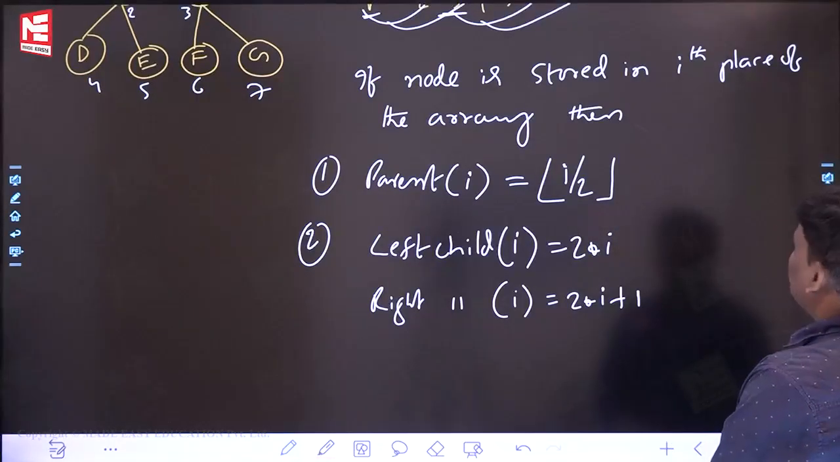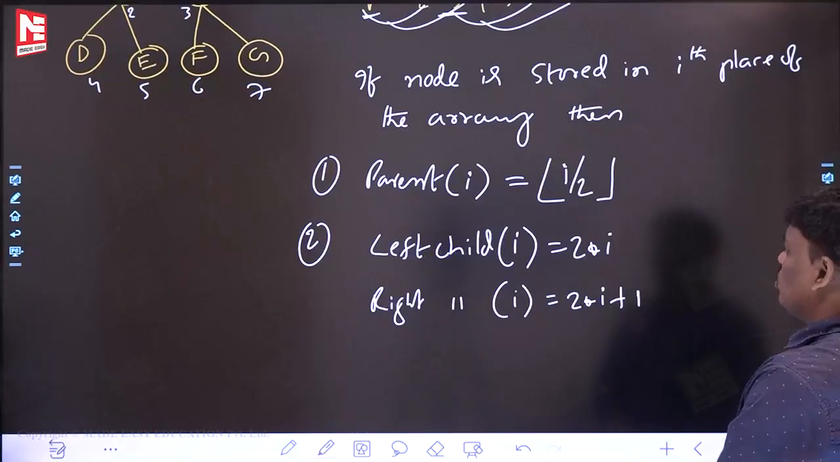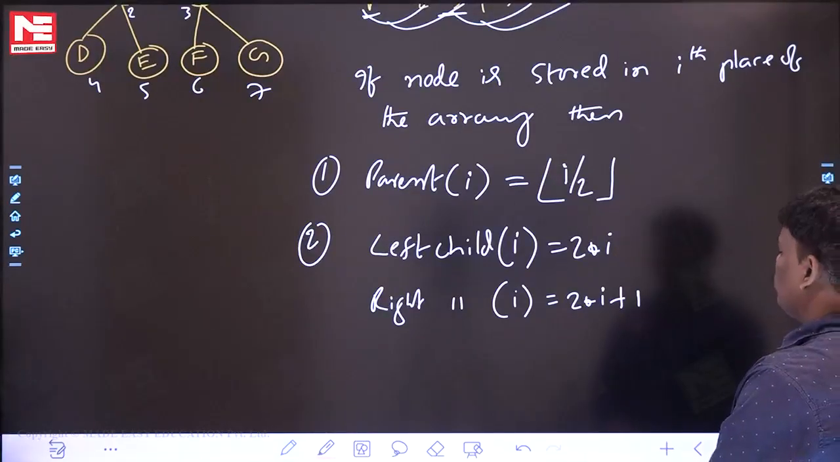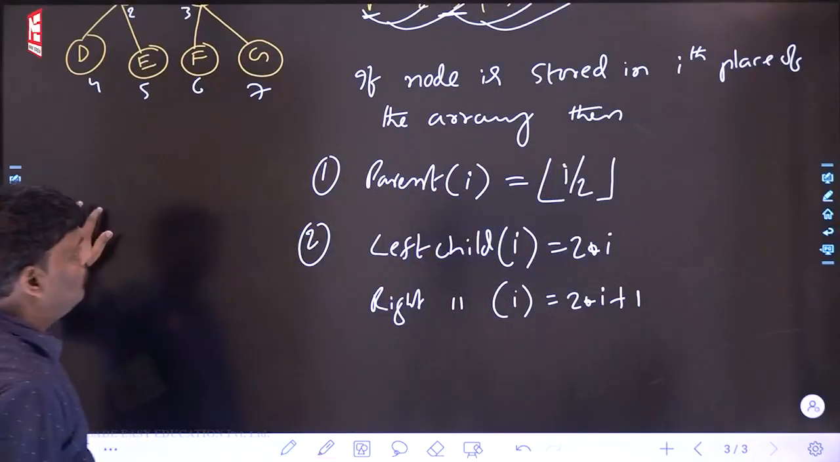If a node is stored in the ith place of the array, then the parent of i is equal to i by 2. The left child of i is going to be 2 into i. The right child of i is going to be 2 into i plus 1. Right? I am thinking you are okay.